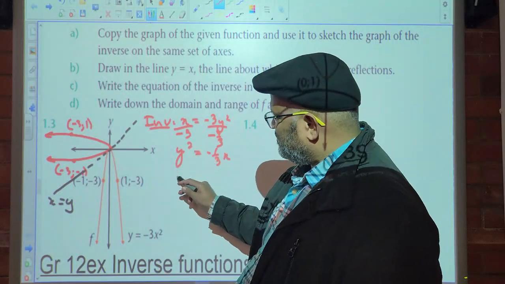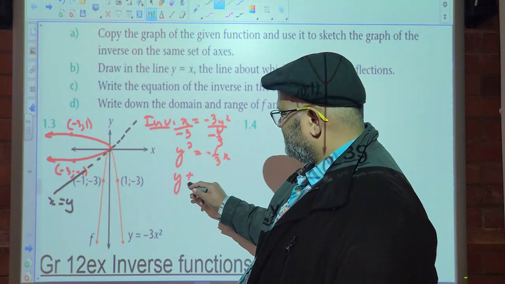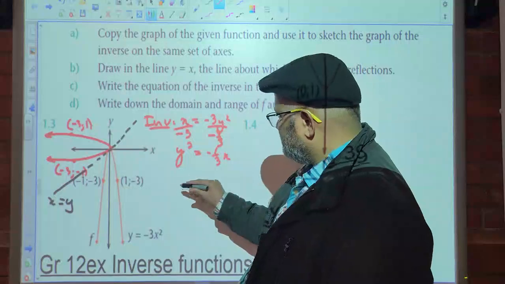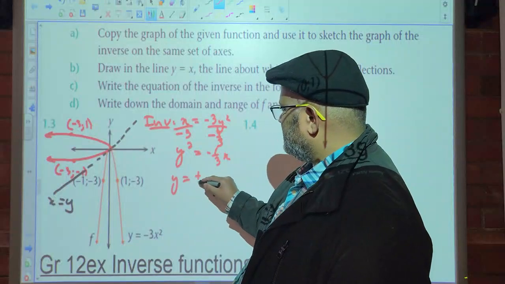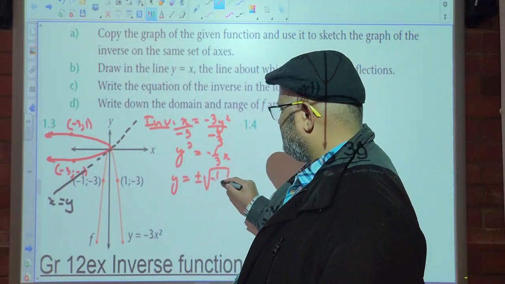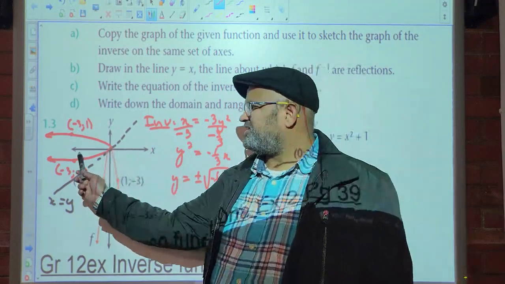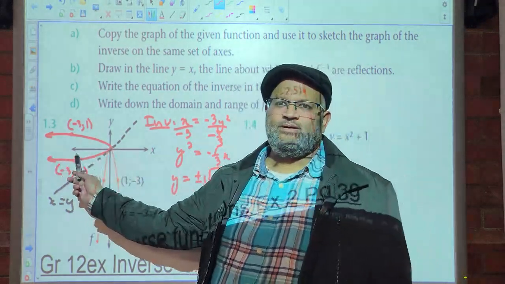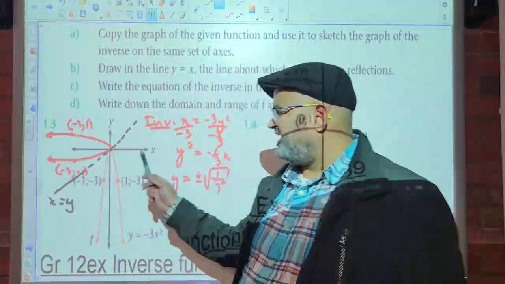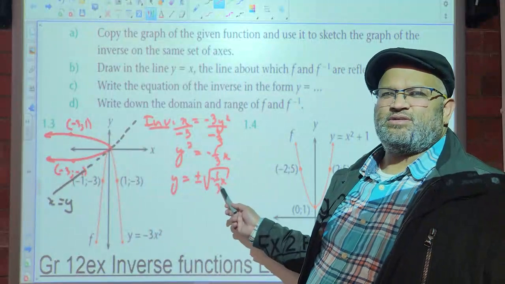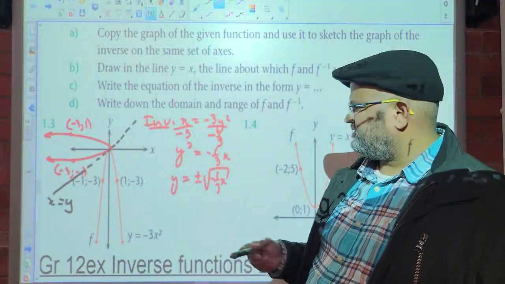So to get rid of the square, I square root both sides. What must I not forget? Plus minus. So y is equal to plus minus the square root of negative a third x. And you can see here that x is less than 0. Can you see me? Because x is less than 0, that negative that comes from here times this negative will always be a positive, and the square root of a positive.